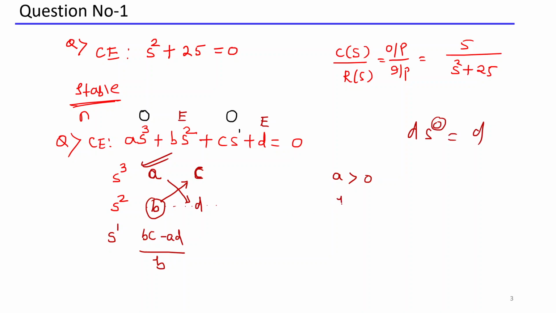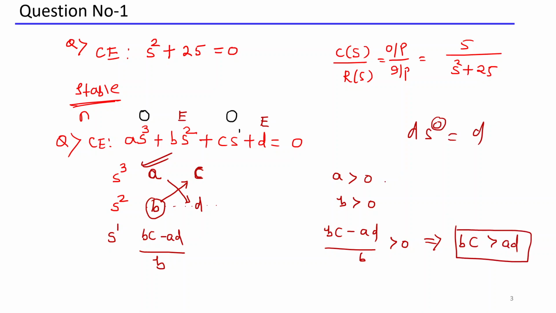Then similarly, b should be greater than or equal to 0. Another term is (bc minus ad) divided by b. This should be greater than or equal to 0. This implies that bc should be greater than or equal to ad. So these are the things you have to remember: the coefficients a and b have to be greater than 0, meaning all the coefficients have to be positive first, and second, bc should be greater than or equal to ad.